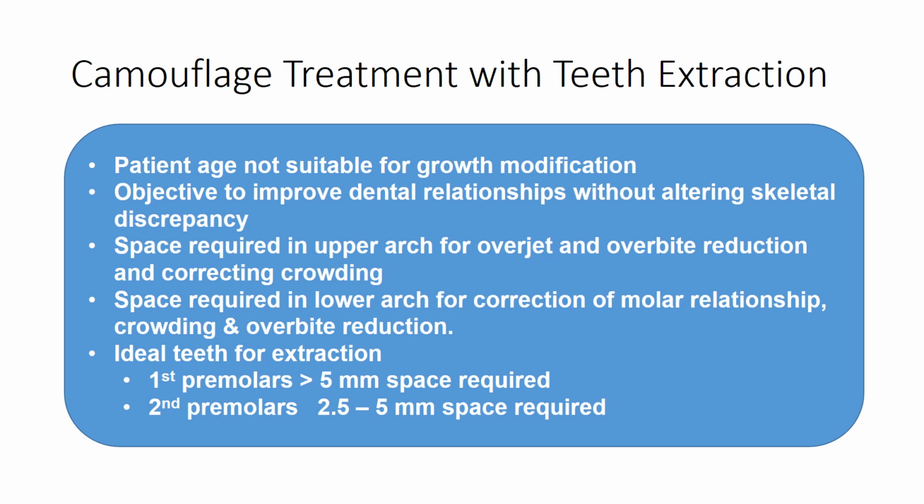Now, space will be required in the upper arch for overjet and overbite reduction and correcting any crowding in the upper arch, while space is required in the lower arch for correction of molar relationship, crowding, and overbite reduction. Now, the ideal teeth for extraction are the premolars, and usually the first premolars are extracted if more than 5 millimeters of space is required, whereas the second premolars are the teeth of choice if 2.5 to 5 millimeters of space is required.